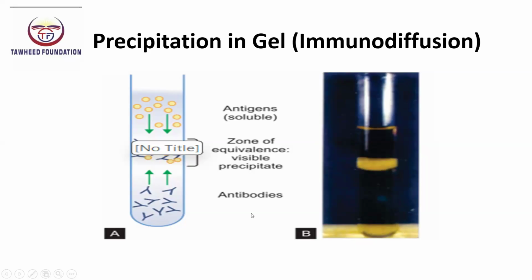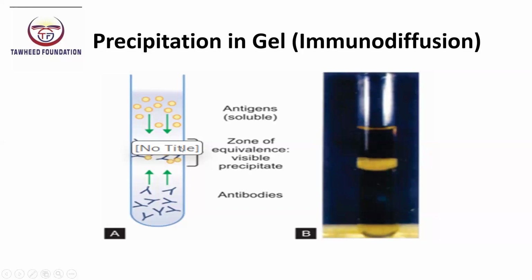Usually, antiserum, that is antibody, is placed first at the bottom of the tube, as you can see here. Then antigen solution is gently layered on top, so the two liquids form distinct layers without immediately mixing. Now, over time, both antigen and antibody molecules begin to diffuse slowly towards each other through the liquid interface. The antigen molecules diffuse downward and the antibody molecules diffuse upward.